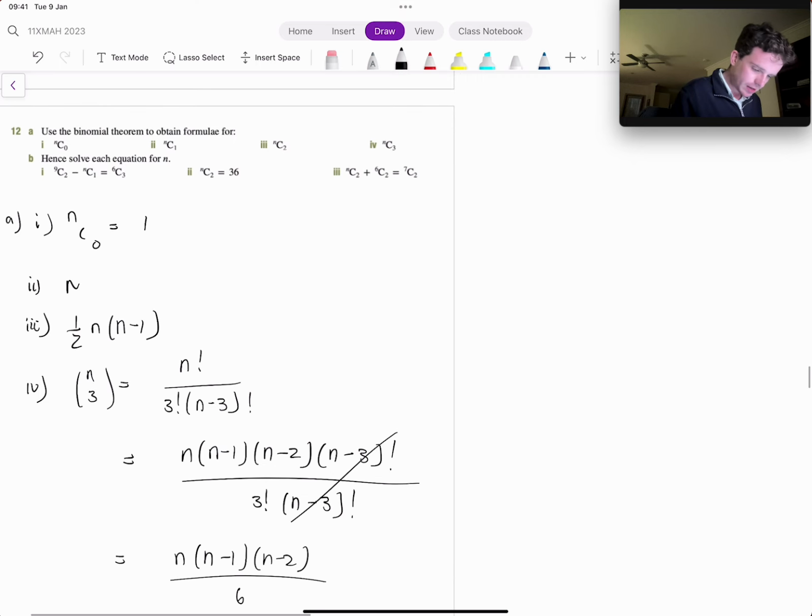So let's have a go at solving the equation. Part 1, 9 choose 2 minus n choose 1. Well, 9 choose 2 is just a number, so 9 choose 2 is 36, minus n choose 1 is n, equals 6 choose 3 is 20. Solving that beautiful equation, we should get n is 16.